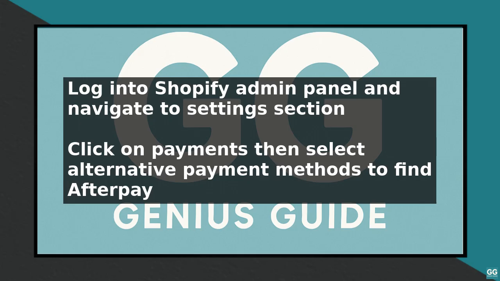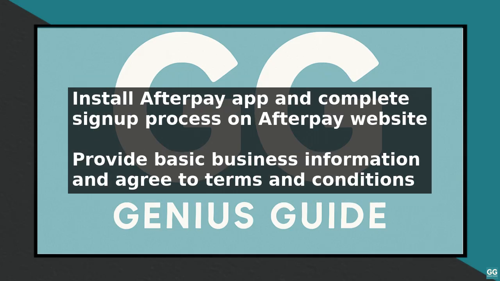Once you have installed the Afterpay app, you will be redirected to the Afterpay website to complete the sign-up process. You will need to provide some basic business information and agree to the terms and conditions. After completing the sign-up process, you will receive an email from Afterpay with a link to activate your account. Click on this link and follow the prompts to activate your account.